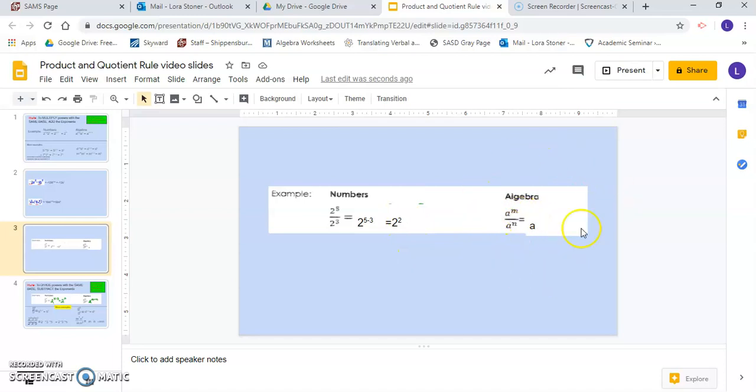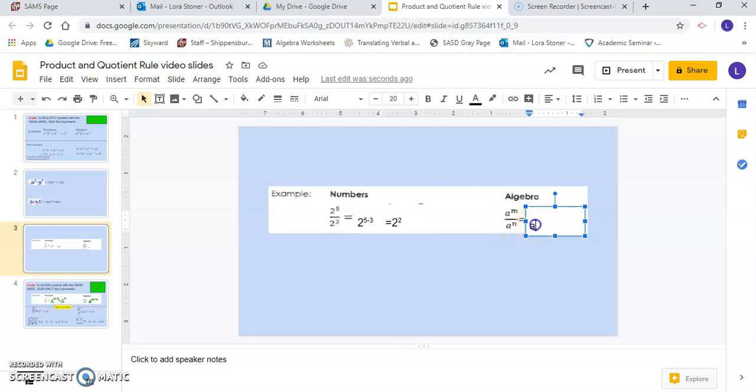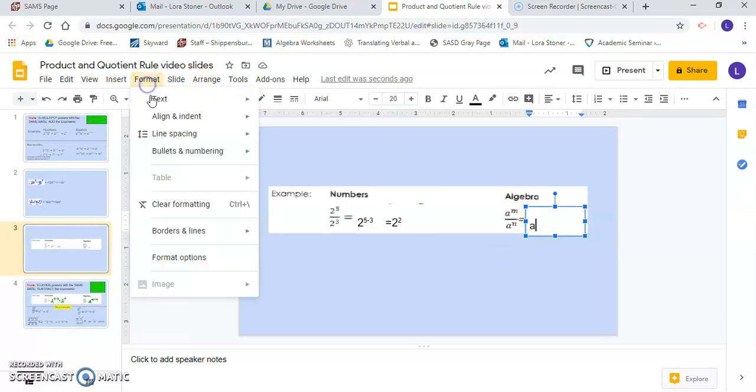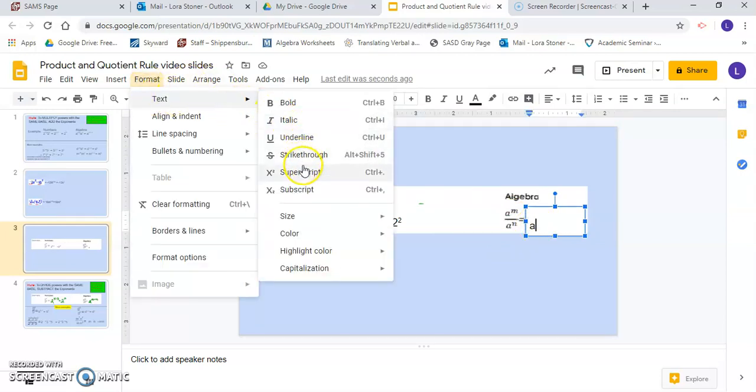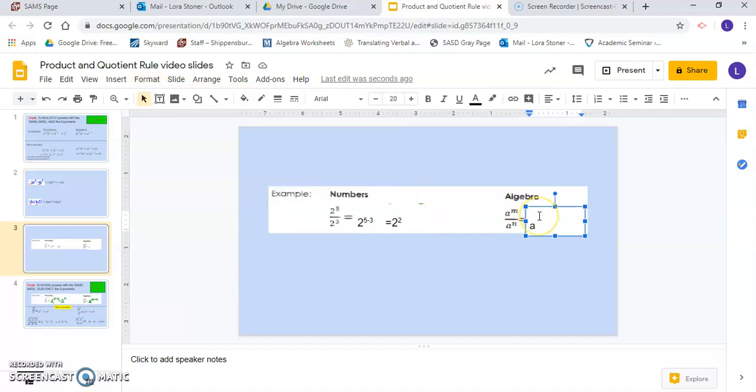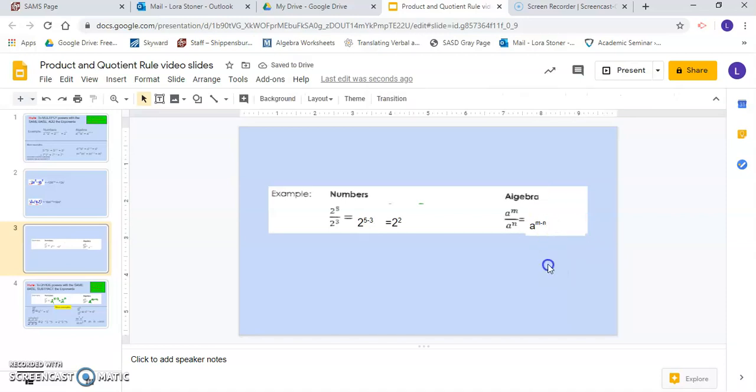So this is the algebraic way you'll see it, especially on formula sheets and so forth that you will have sometimes. So again, A is my base. Alright, so the format here for you to remember is M minus N. Okay, that is the algebraic way we would do that.